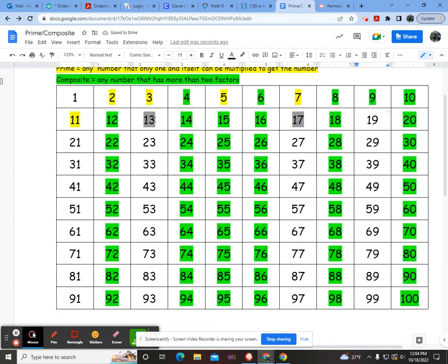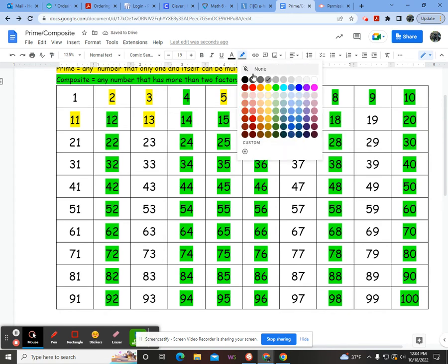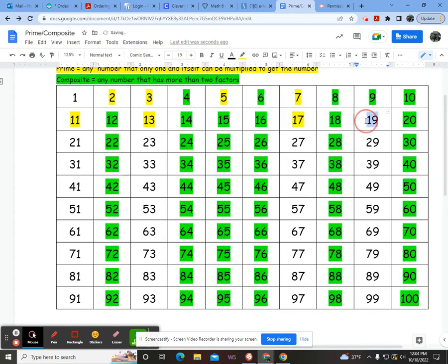For some reason, I'm making them gray. I'm not quite sure what I'm doing. Sorry. 19, what do we think? Prime. That one is prime. Now, some of them will trick us, but we'll get there in a minute.